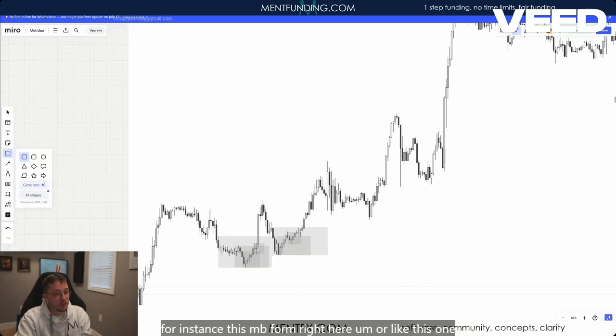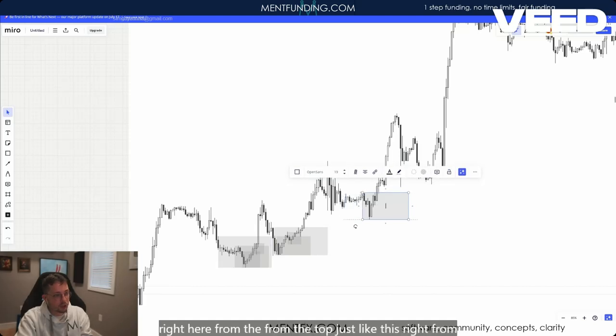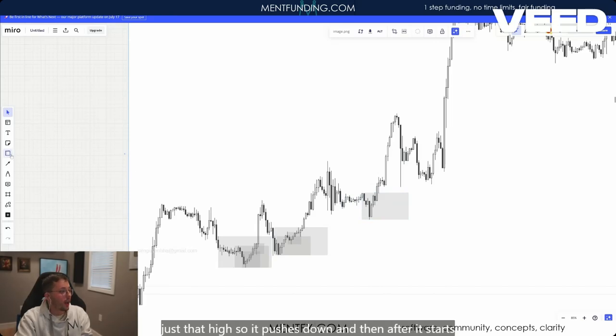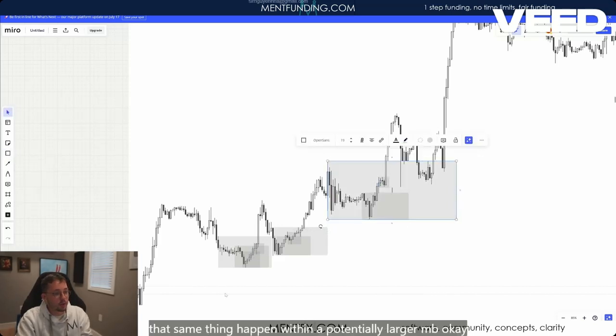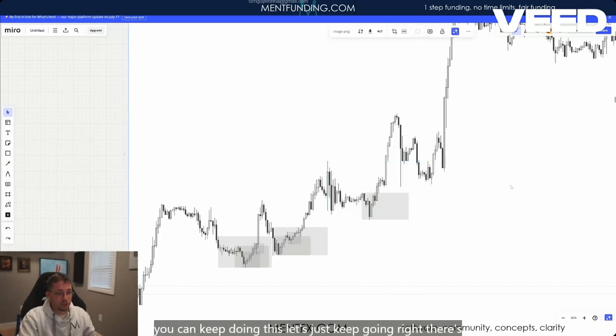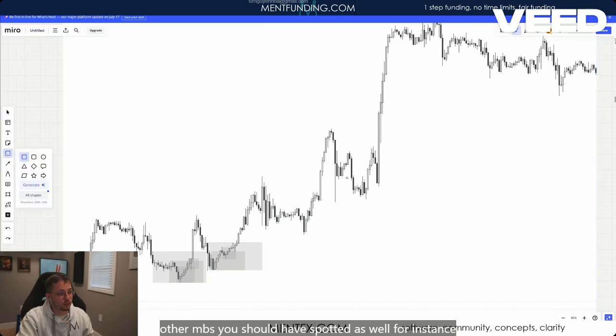You have, for instance, this MB form right here, or like this one right here from the top, just from that high. So it pushes down, and then after it starts going higher, it forms another MB, and it's having that same thing happen within a potentially larger MB. Okay, you can keep doing this. Let's just keep going. There's other MBs you should have spotted as well.